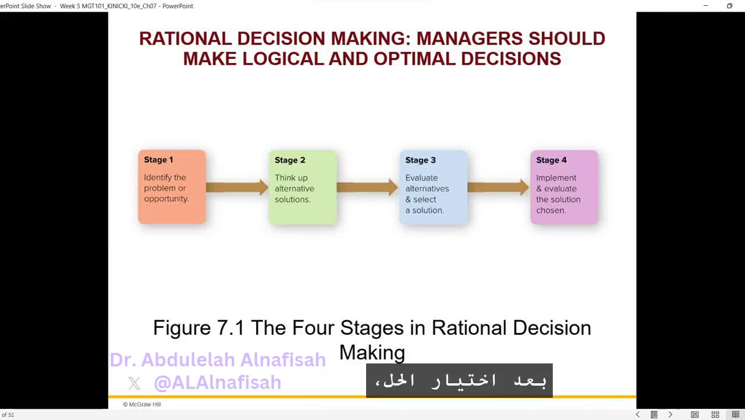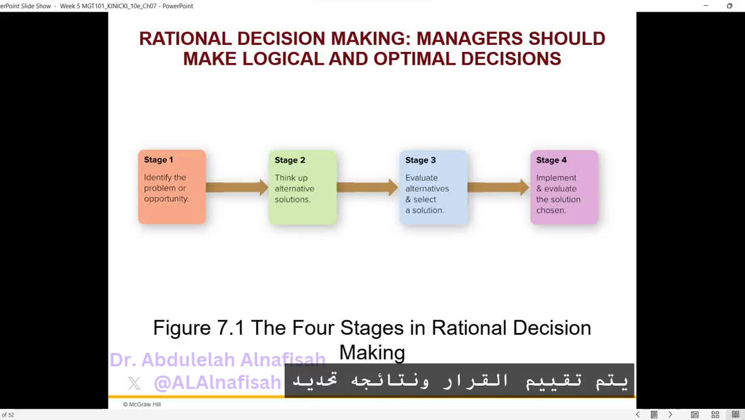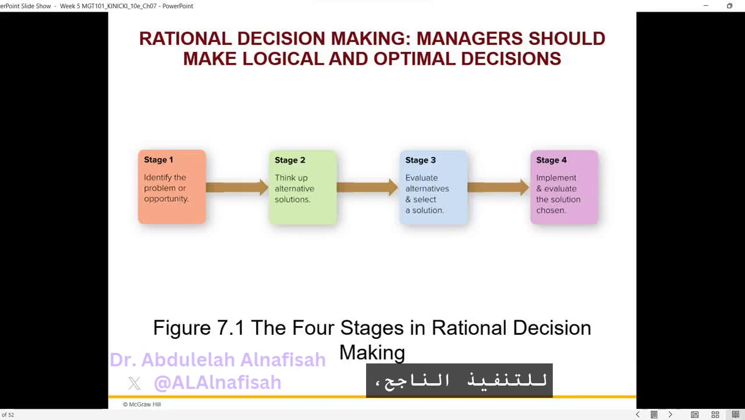After selecting a solution, managers move forward with its implementation. This stage involves creating detailed plans, allocating resources, and executing the chosen course of action. Once implemented, the decision and its outcomes are evaluated to determine if the desired results were achieved. For successful implementation, 2 key considerations.